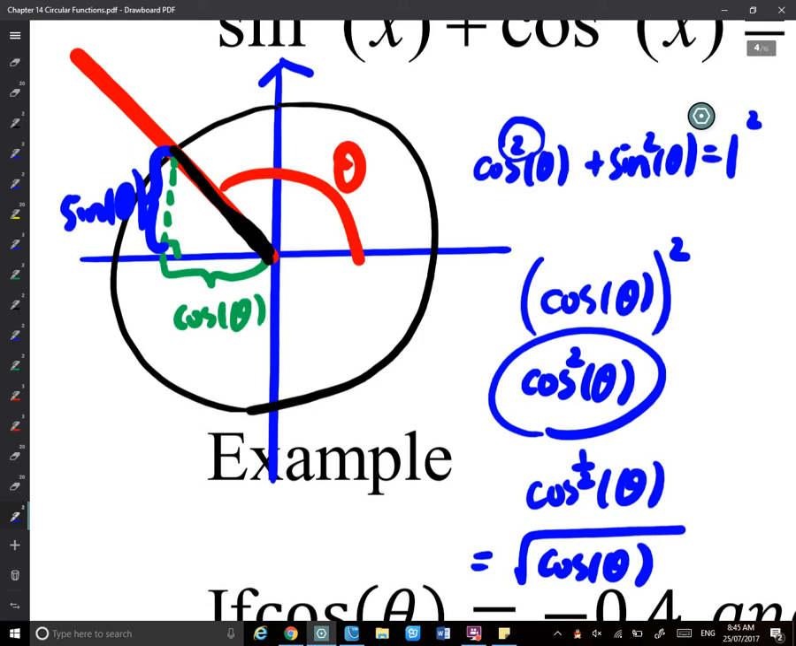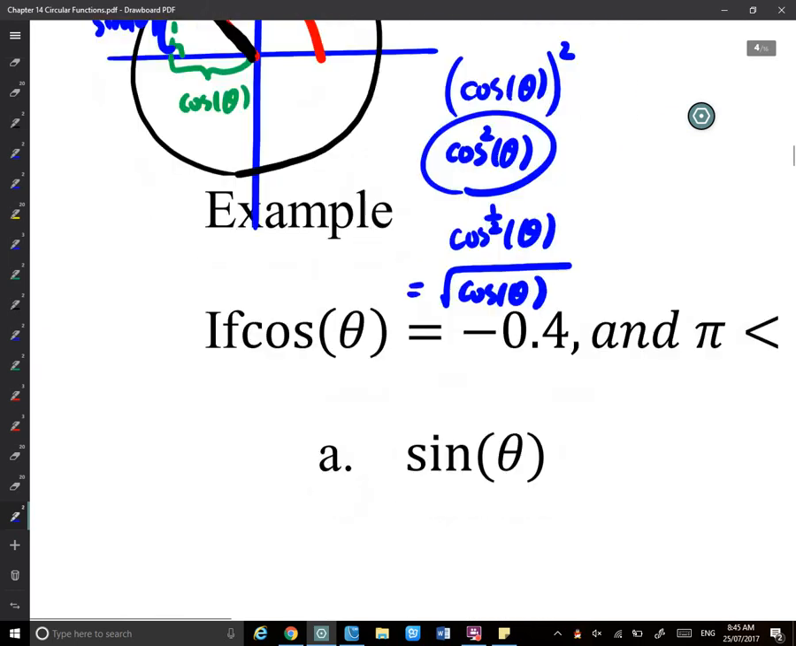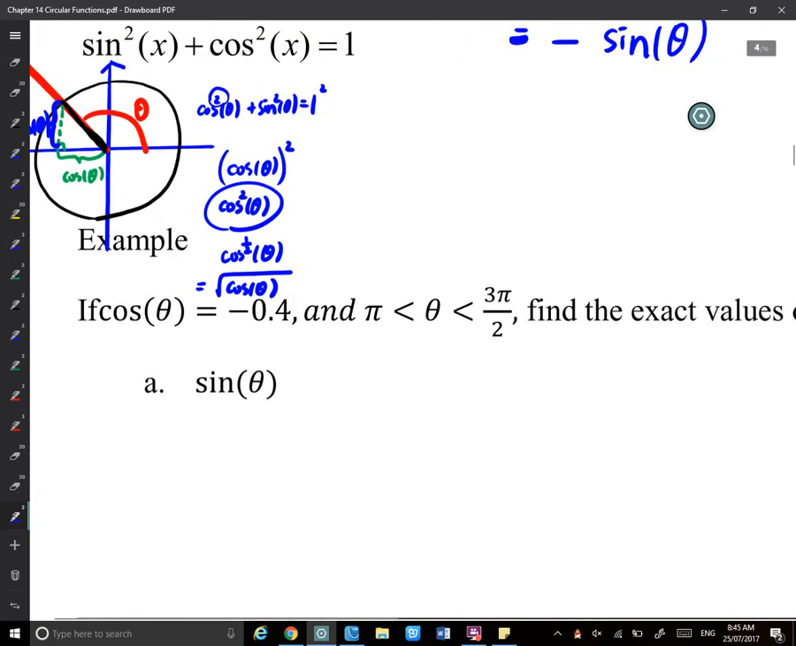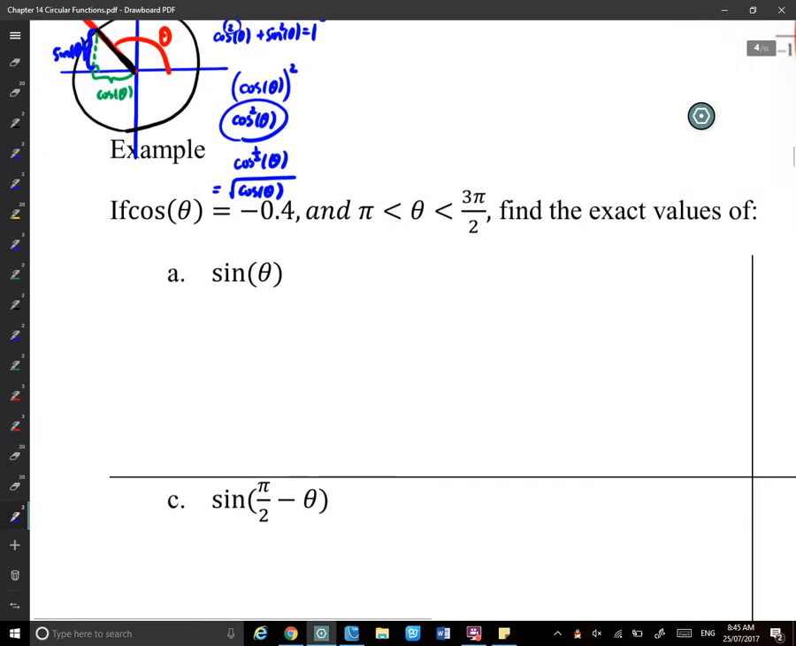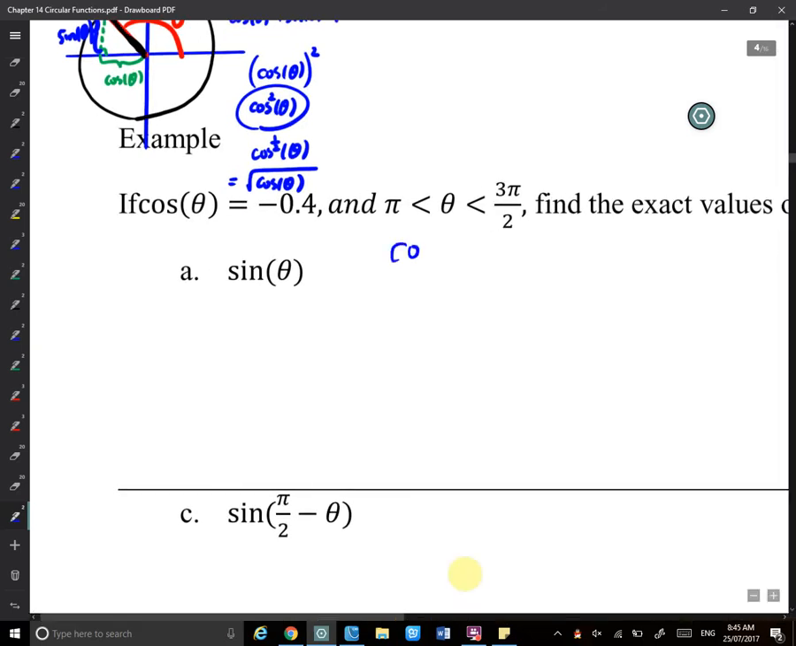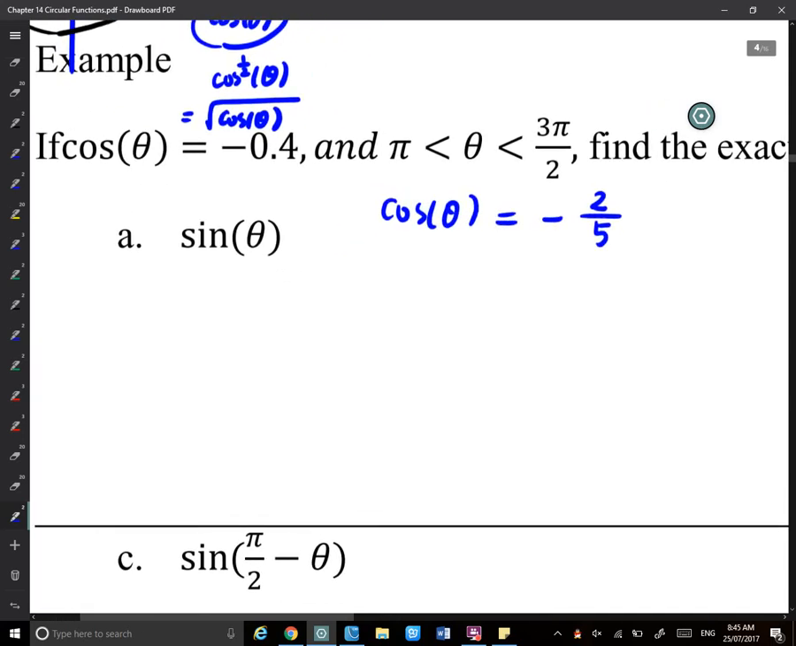So if given sine, I can find cos by using this formula, and I can find tangent by using sine divided by cos. So this formula can allow us to find all the values. Okay, let's have a look at an example here. For this example, if cosine theta equals minus 0.4, let's write that in fraction form. So cosine theta equals minus 2 on 5. 0.4 is 2 on 5. So cosine theta is minus 2 on 5.